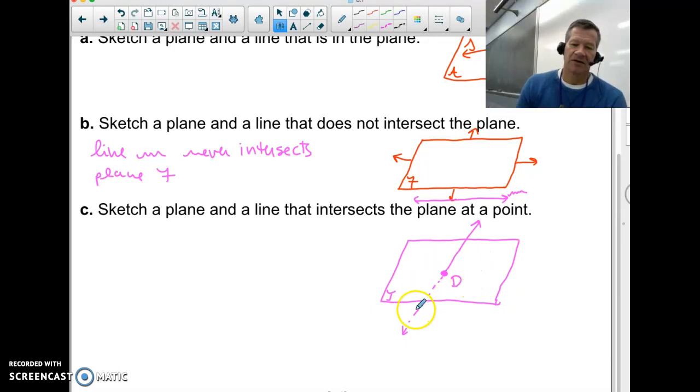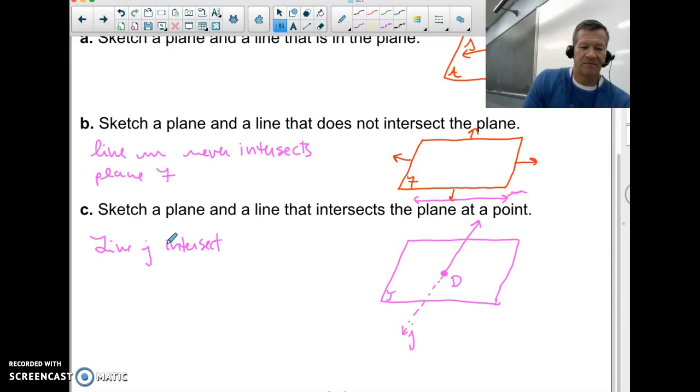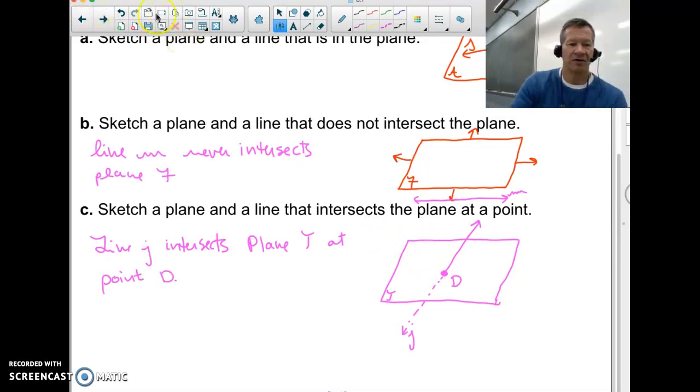Okay, so here's an example. Let's call this line J. So we can see that line J intersects plane T at, where do they cross each other? At point D. So they're crossing right at that point.